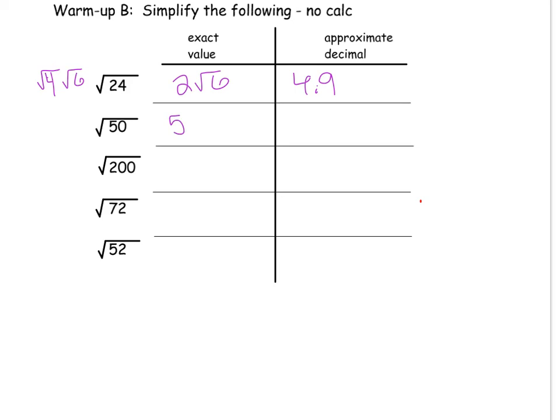50 would be 5 root 2. Square root of 50 is just a little bit bigger than square root of 49, so we'll call it 7.1. 10 root 2. If we think about my perfect squares, the square root of 196 would be 14, so we'll call this say 14.2, approximating. 72 would be 6 root 2. Bigger than 64, but smaller than 81, so we'll call it 8.5-ish.